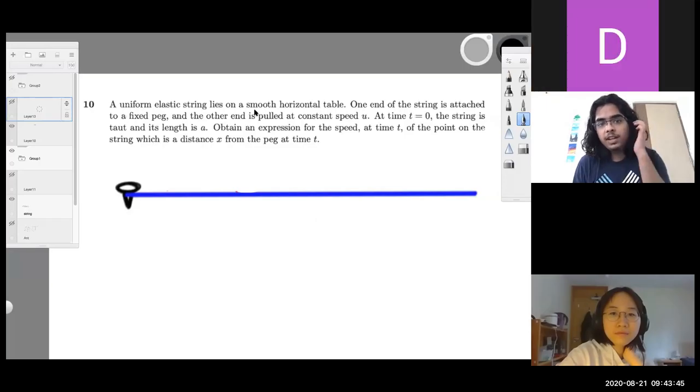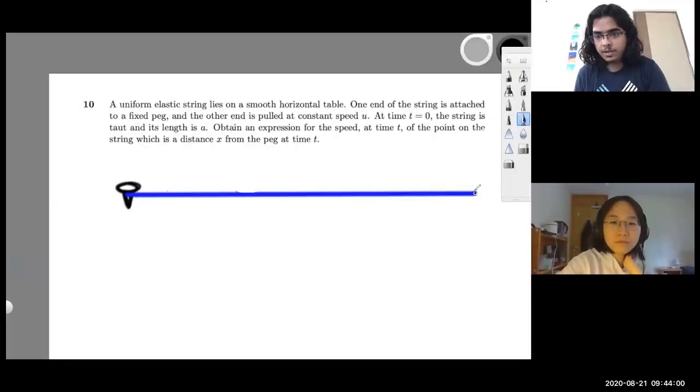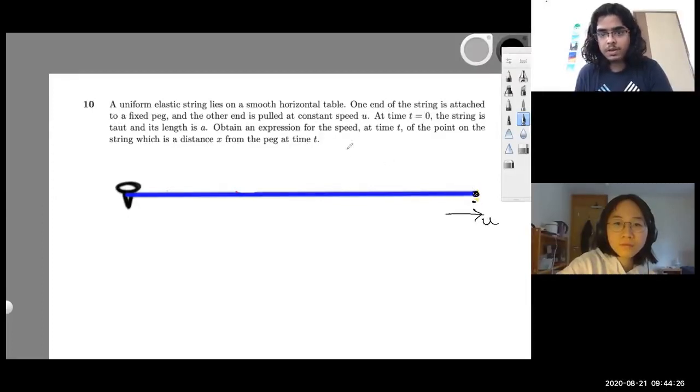A uniform elastic string lies on a smooth horizontal table, and one end of the string is attached to a fixed peg. So you have this peg, and one end of the string is attached to that. And the other end is being pulled at a constant speed u. So if we look at this end, this end is being pulled at a constant speed u, this point here. And at time t equals 0, the string is taut with length a. And so this length is a at t equals 0.